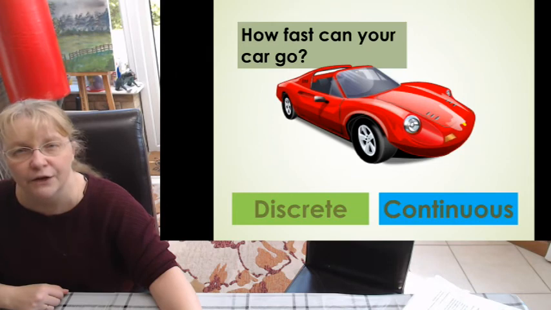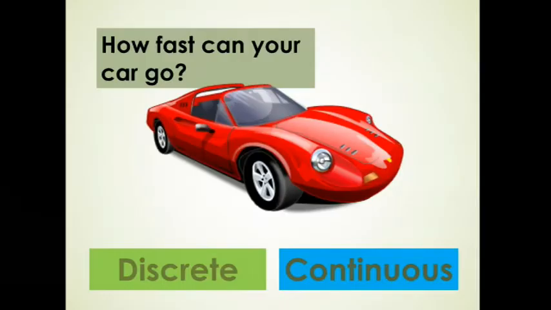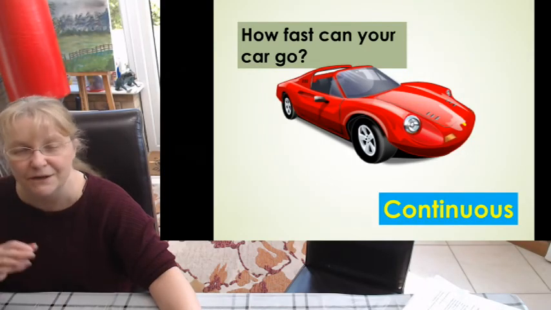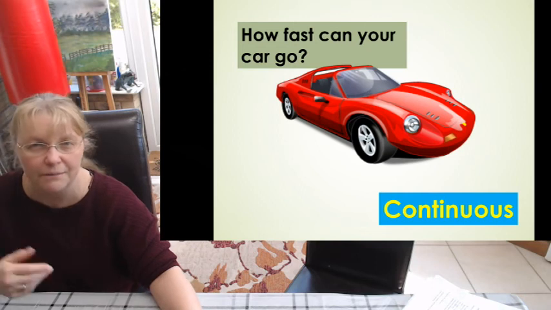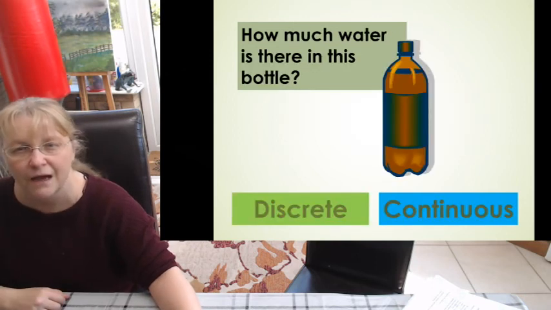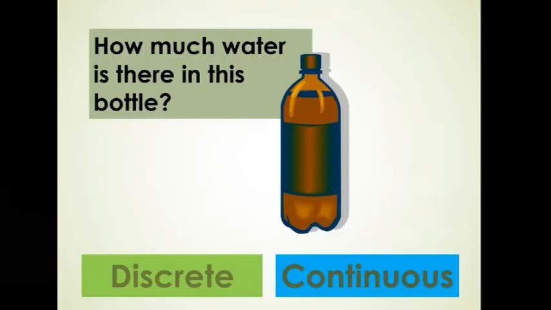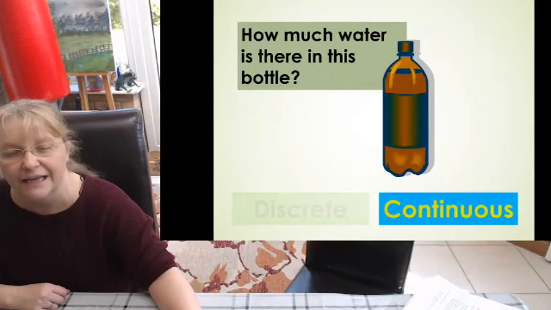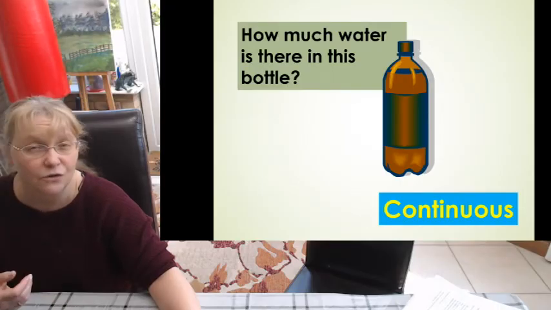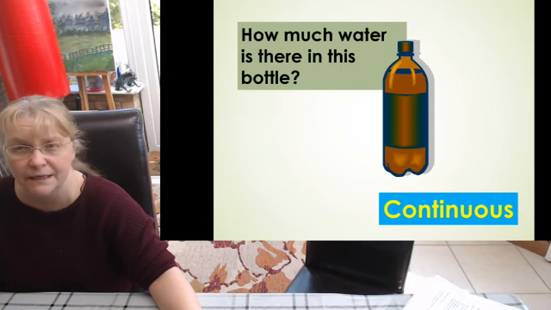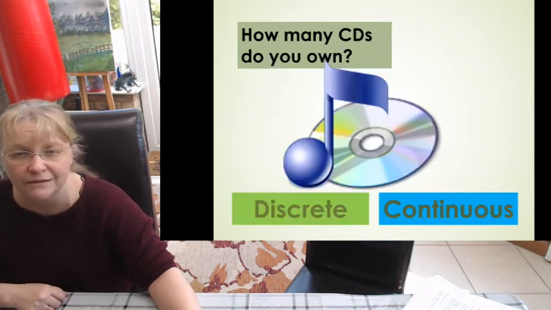How fast can you go in your car? Discrete or continuous? And the answer is continuous because your gauge, of course, can be put into decimals. How much water is there in this bottle? Discrete or continuous? And the answer is continuous because, of course, to measure in grams, milligrams, milliliters, what do you measure?